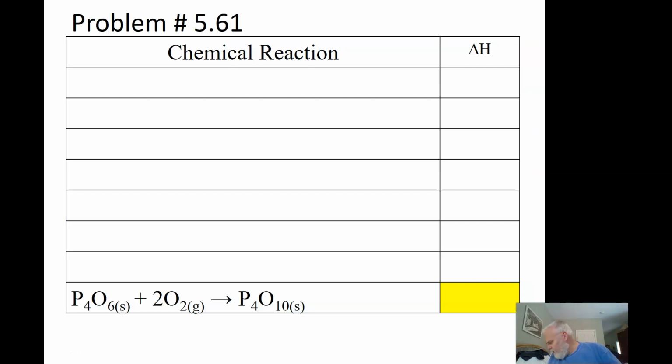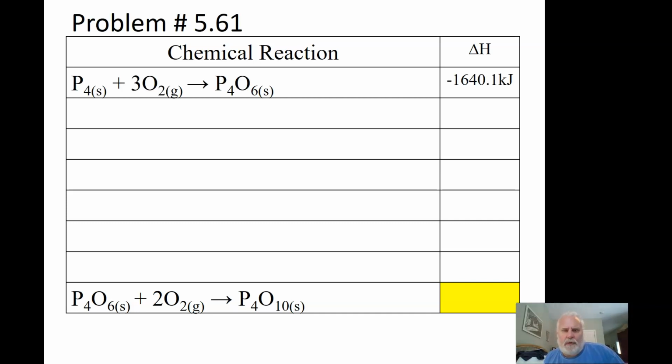So hit the pause and read that question. They give you a reaction, and they give you the paths, kind of the AB and BC pathways. So this is my final reaction down here. I want to end up with P4O6 solid plus 2 oxygen. And by the way, include these gas and solid symbols. I know on the exam we said you could leave those out, but just include those. Those are going to be important parts of understanding how these reactions are working.